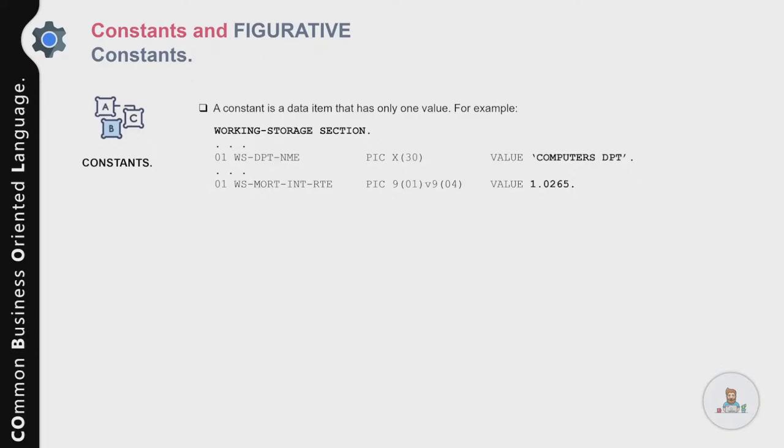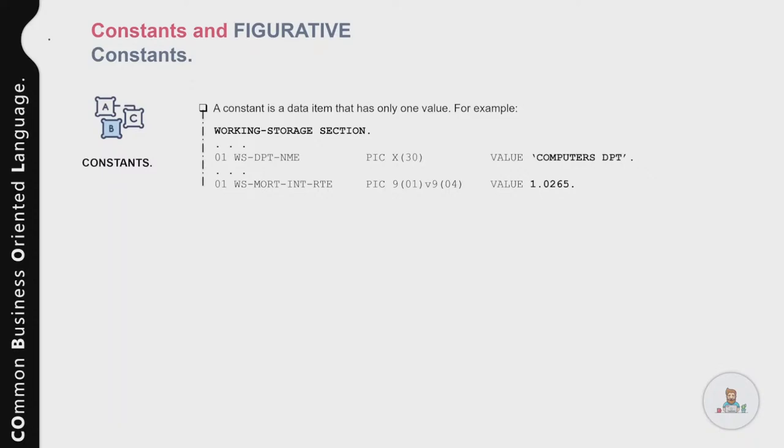And if you notice, for the department, I've assigned computers department, and for mortgage, I've assigned a value that is 1.0265. So throughout the program, I would be using these two variables, that is department name or mortgage interest rate, wherever I need the value of these variables in my business logic.